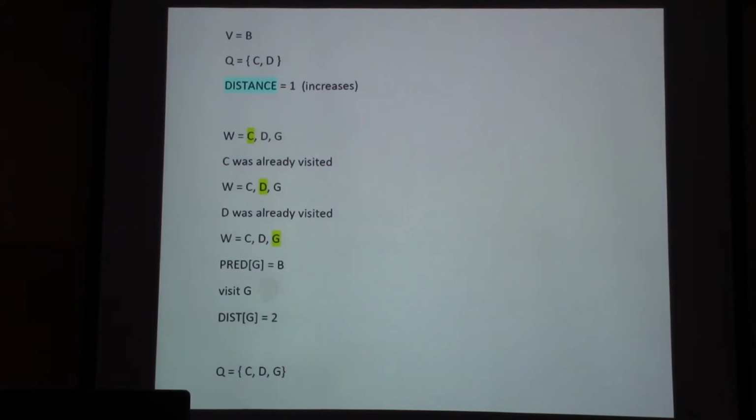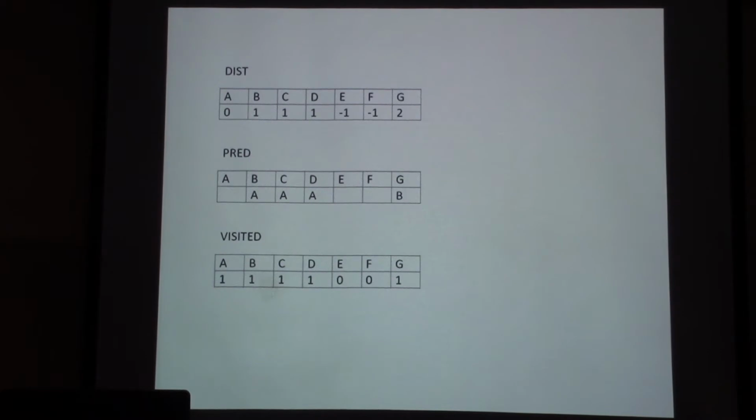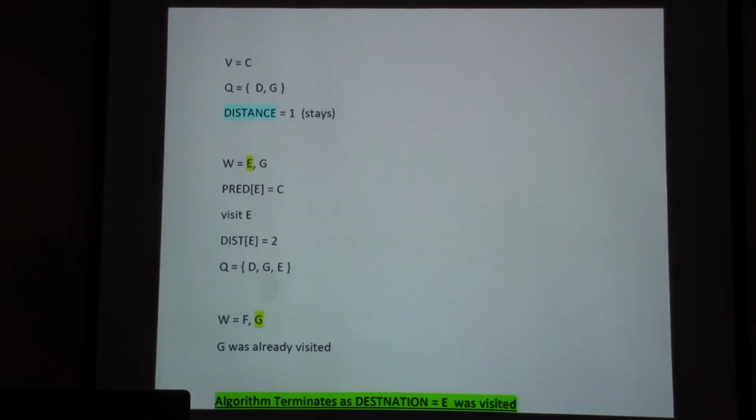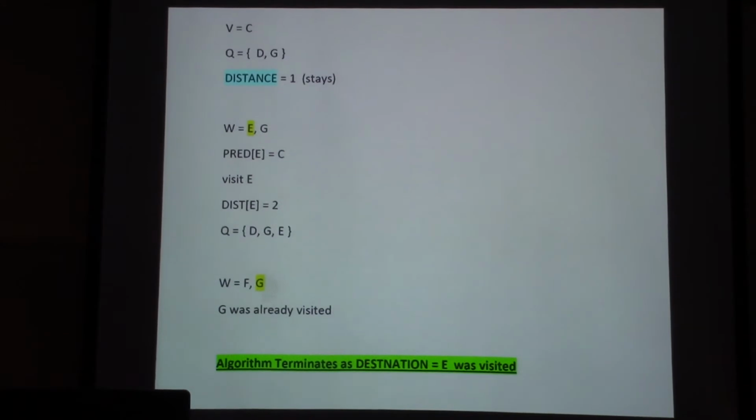Okay? So now we have C, D, and G. This is what our distance vector looks like. Notice that G is now 2 away. The predecessor here is B. And the visited vector only has two vertices that have not been visited. So now our V value is equal to C. The Q is remaining with 2 values. The distance stays because C is just as far away from A as was B.